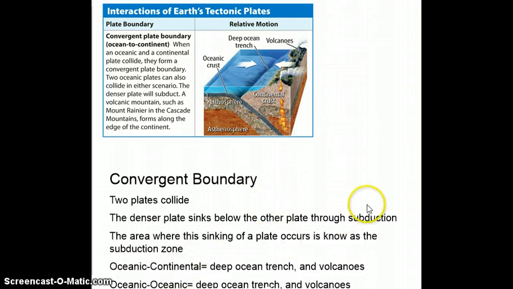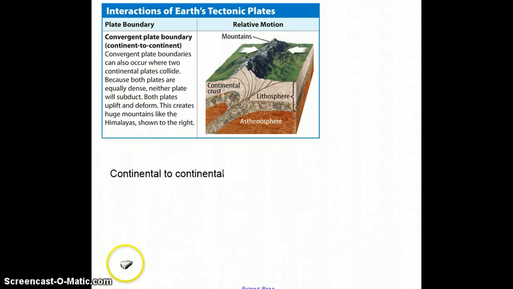We can also look at an oceanic to oceanic boundary, and it's going to be the same idea, except whatever plate is more dense, that is the one that's going to sink underneath. So again, it looks very similar to the diagram up here. It's just you'd have two oceanic plates come together, and whatever one is more dense is going to be the one to sink.